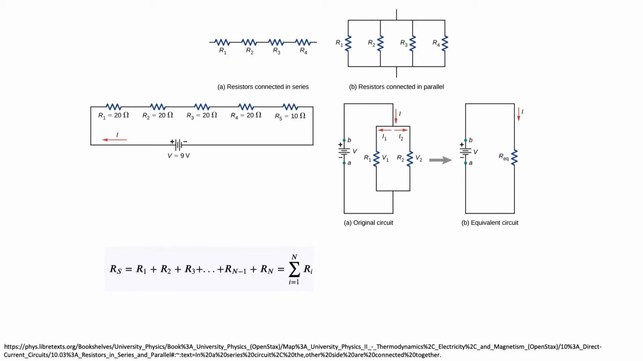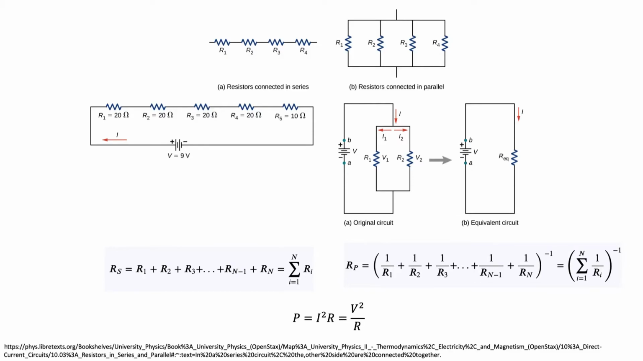When the resistors are placed in parallel, the current is divided at one junction, then adds up at another junction. In this case, the current adds up and the equivalent resistance is determined by taking the reciprocal of the sum of the reciprocal resistances. The total power is simply additive regardless of the type of connection.